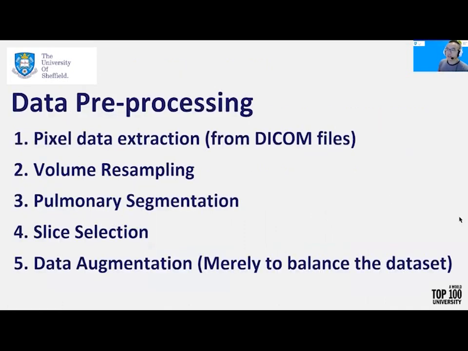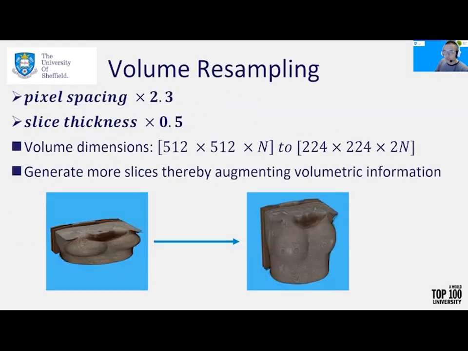Now let's talk about the dataset pre-processing first. As mentioned earlier, the dataset is in DICOM format. So the first step is to extract the pixel data of the CT volumes. Then the second step is to resample these CT volumes. For the resampling, we're going to use the two parameters I mentioned earlier, pixel spacing and slice thickness, multiplied by an experimentally acquired coefficient.